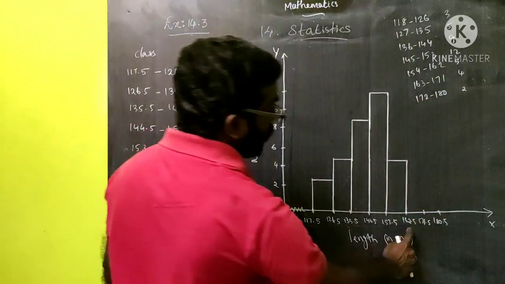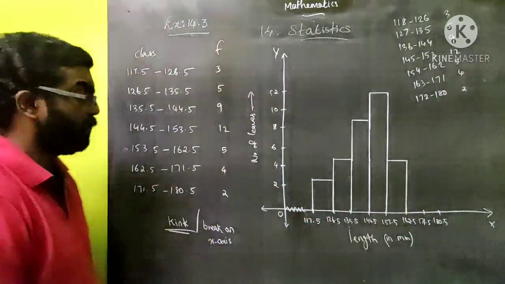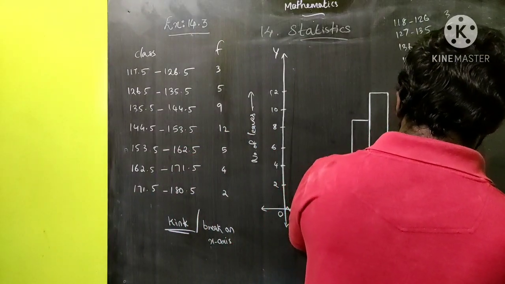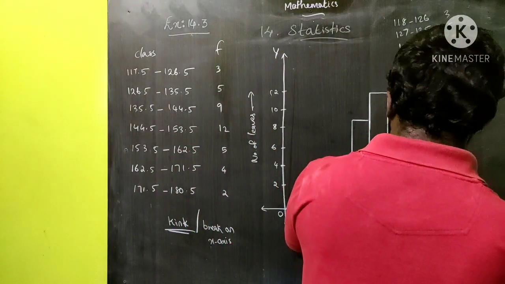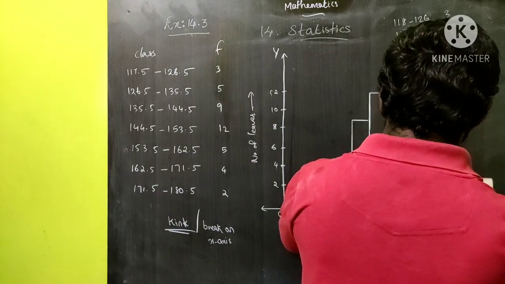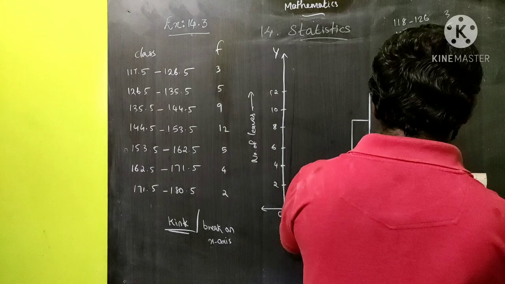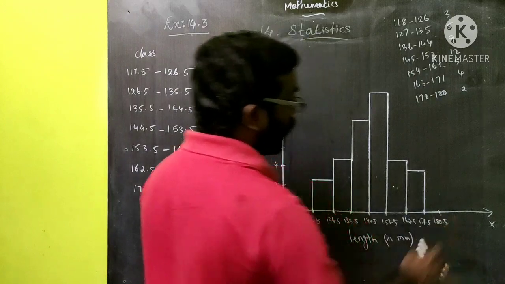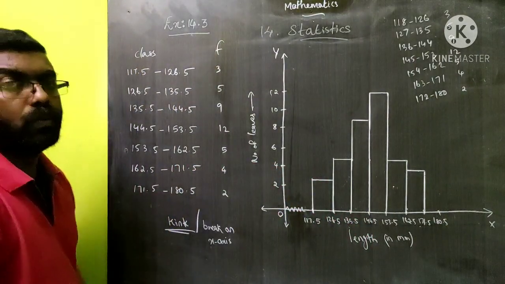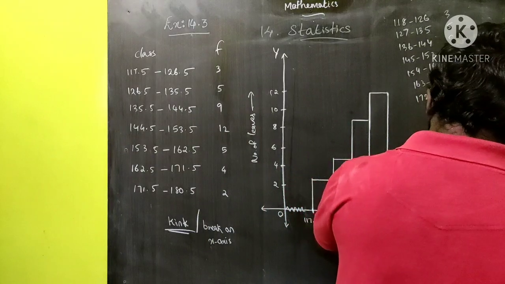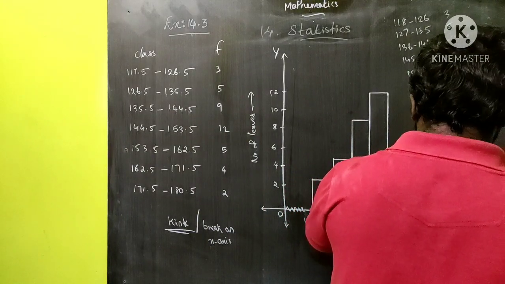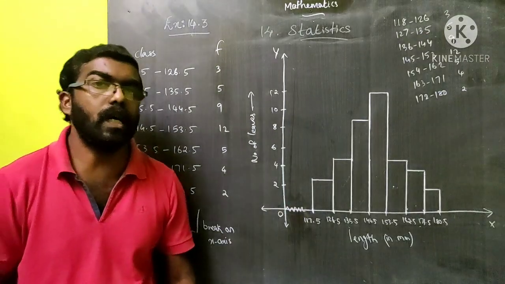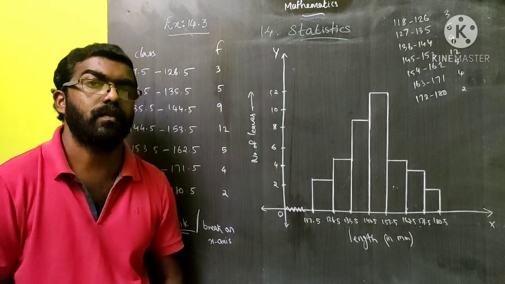Then the next is 162.5 to 171.5. It is 4. So next we can mark 4. And the last one is 171.5 to 180.5. It is 2. So this is the required histogram. Clear?